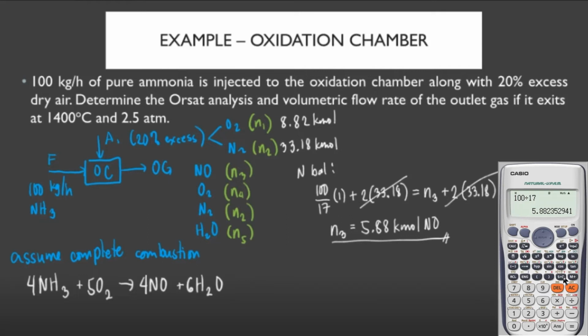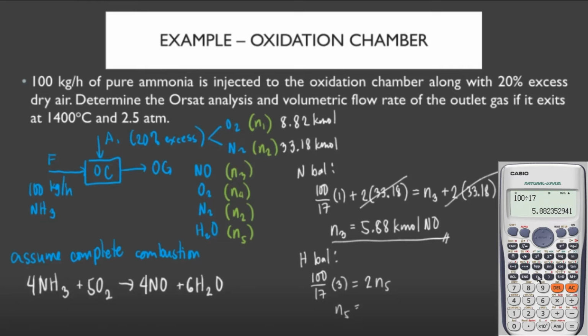Next, we can perform the hydrogen balance. In our feed, we have 3 moles of hydrogen coming from ammonia. So we write that as 100 kilograms of ammonia divided by 17 kilograms per kilomole multiplied by 3, we get the number of kilomoles of hydrogen in the feed. And since there is no hydrogen in our air, this is now equal to the hydrogen in the oxidation gases, only coming from water. So we write this as 2 times N5 because there are 2 moles of hydrogen in water. From this, we can solve for N5.